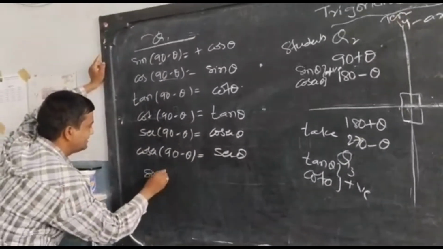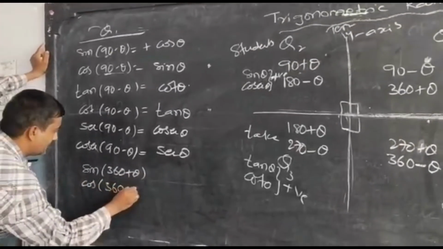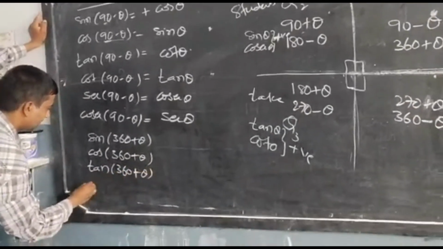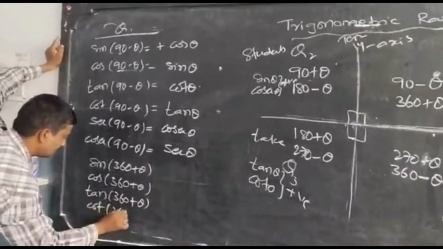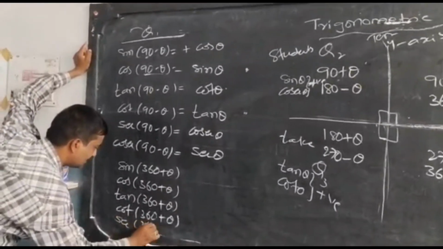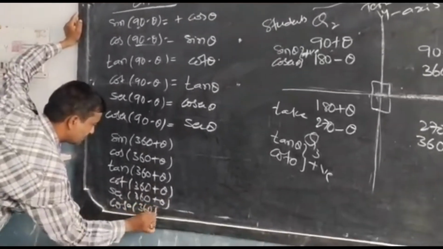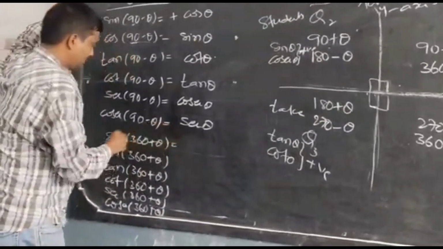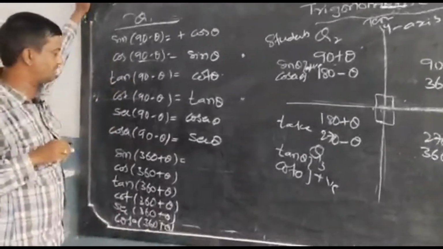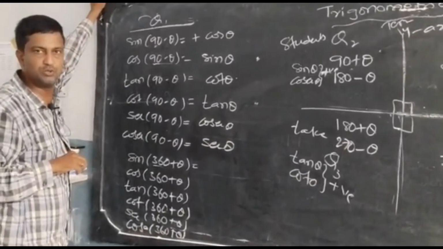So what is sine 360 plus theta? Cos 360 plus theta. Tan 360 plus theta. Cot 360 plus theta. Secant 360 plus theta. Cosec 360 plus theta. Now see, sine 360 plus theta. 360 plus theta lies in the first quadrant. In the first quadrant all the ratios are positive, and the angle is 360. If the angle is 360, there is no change in the ratio.